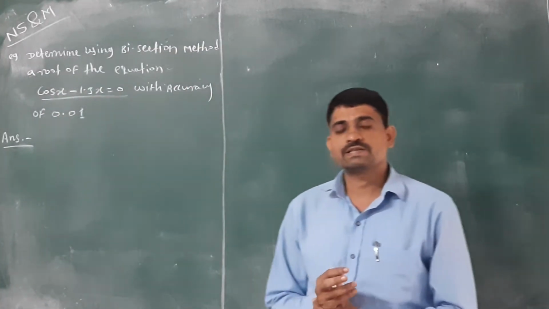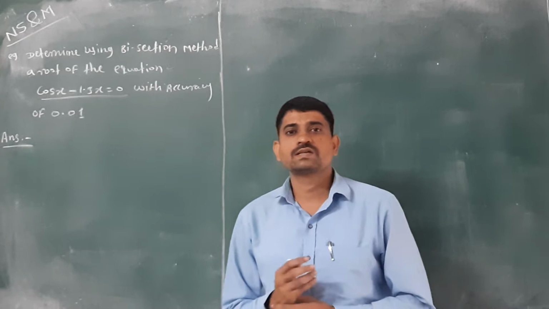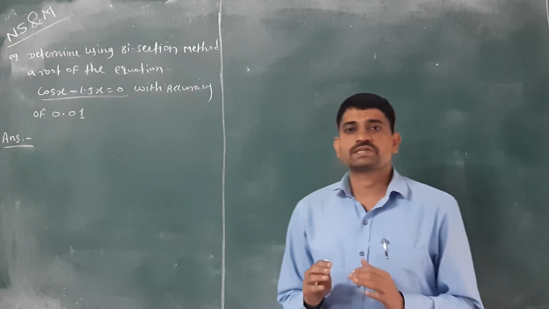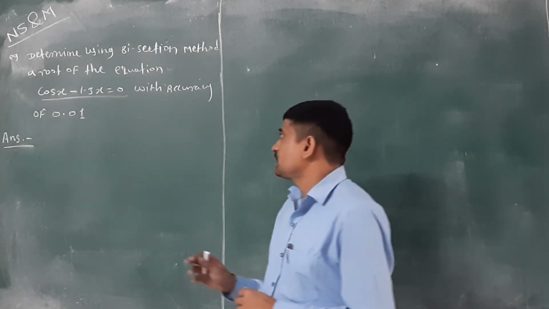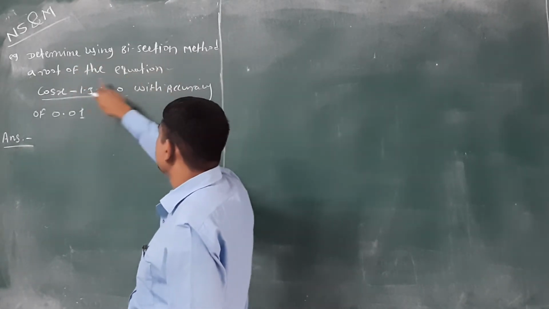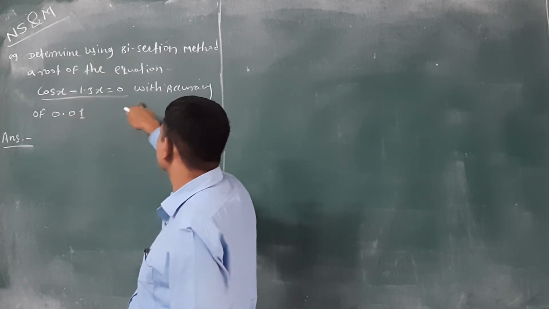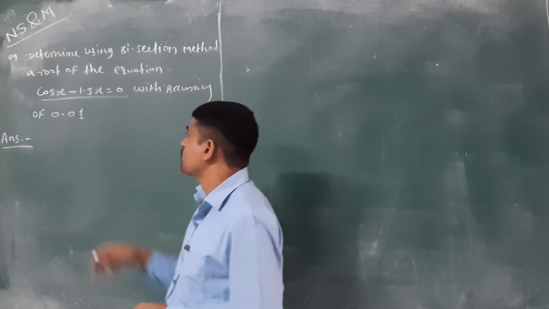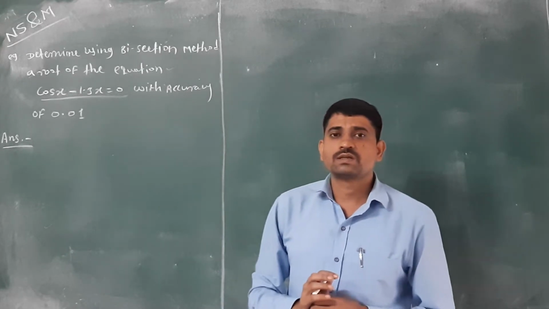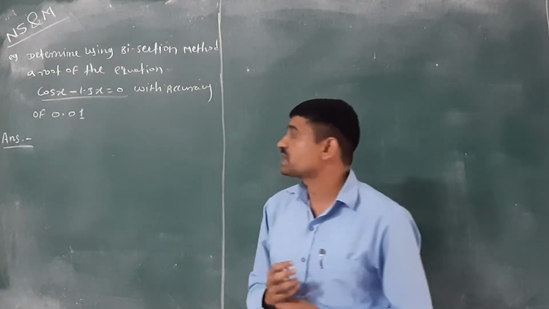In yesterday's lecture, we have seen the bisection method, theory, as well as flowchart. In today's lecture, we'll solve the numerical on bisection method. See, this numerical is given. Determine using bisection method the root of the equation cos x minus 1.3x is equal to 0 with accuracy of 0.01. Yesterday we have seen the 5 different steps to solve the bisection method numerical.